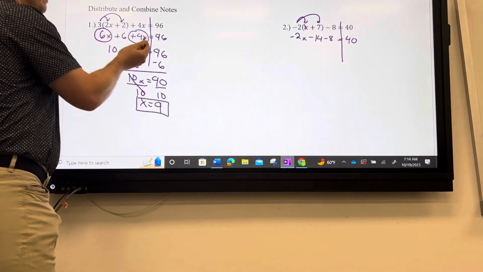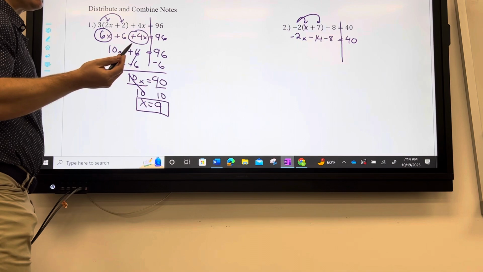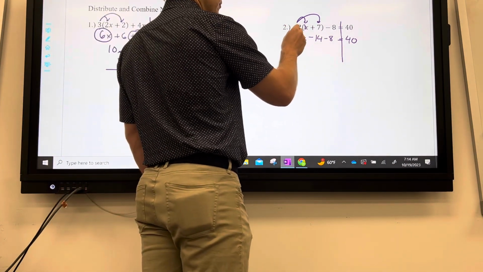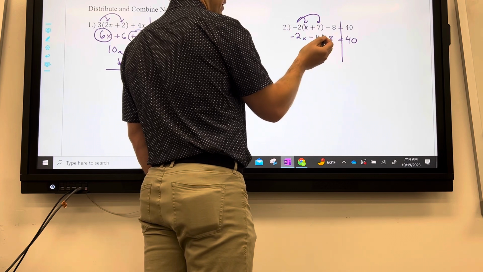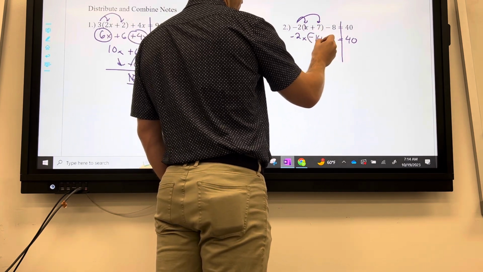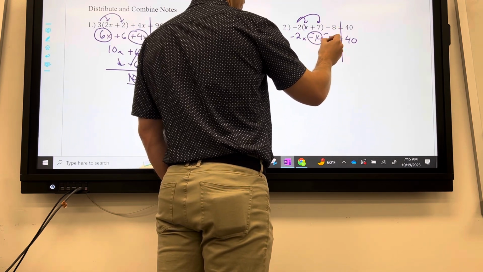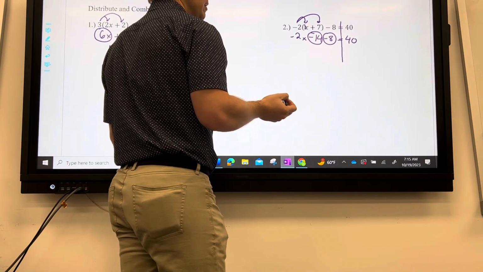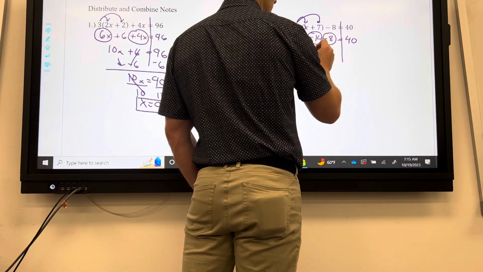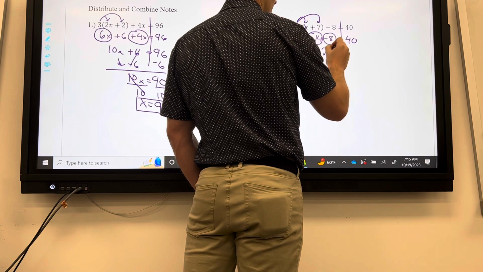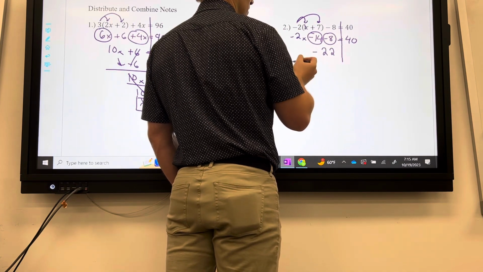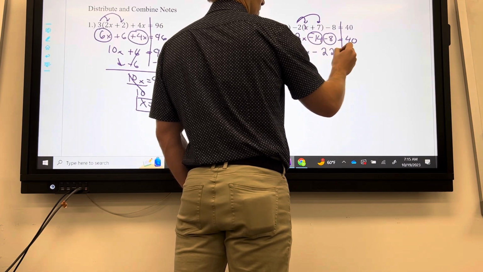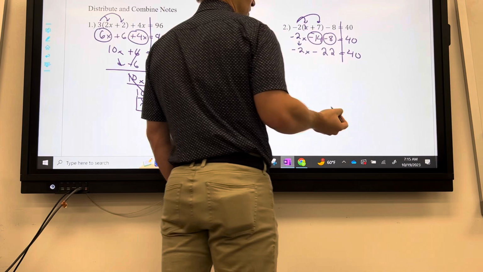So like 6x and 4x on number 1, they both had an x. On this one, number 2, there's only a negative 2x, so there are no like terms that involve an x, but there are like terms that involve not having an x. So we have negative 14 and we have negative 8. Those two things combine to be negative 22. Negative 14 plus negative 8 is negative 22, and then you drop down the negative 2x, you drop down the positive 40.